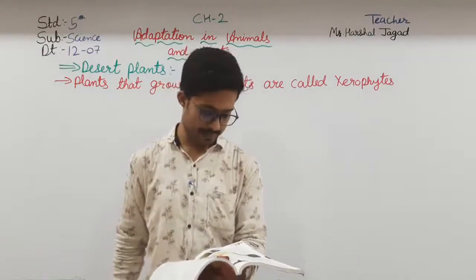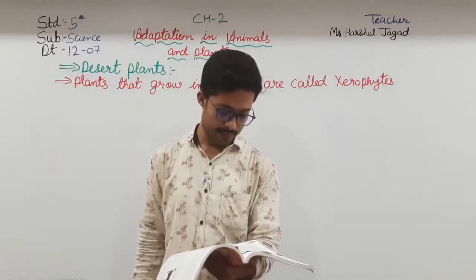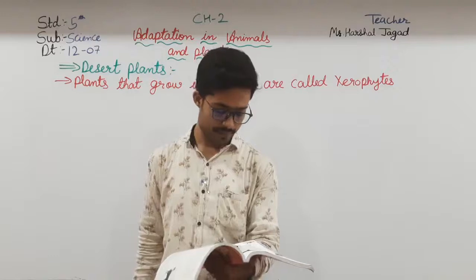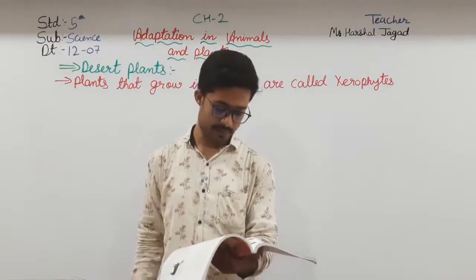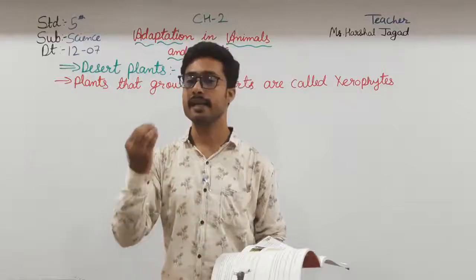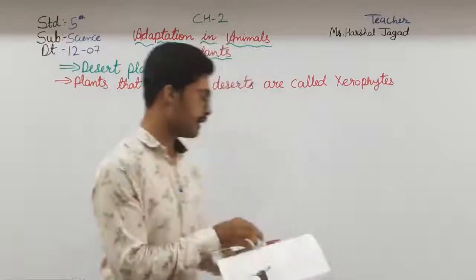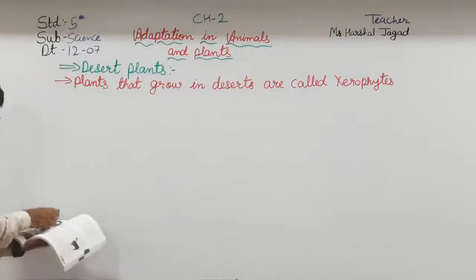Cactus and prickly pears are two typical desert plants. They have very long roots that go deep inside in search of water. As I said, the roots are very deep. They go deep down in the soil to find water. So here, we can write the next point.